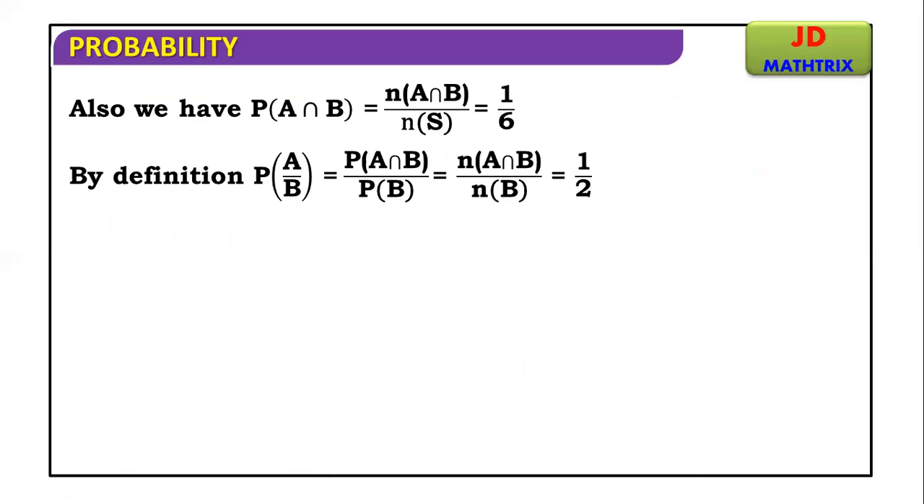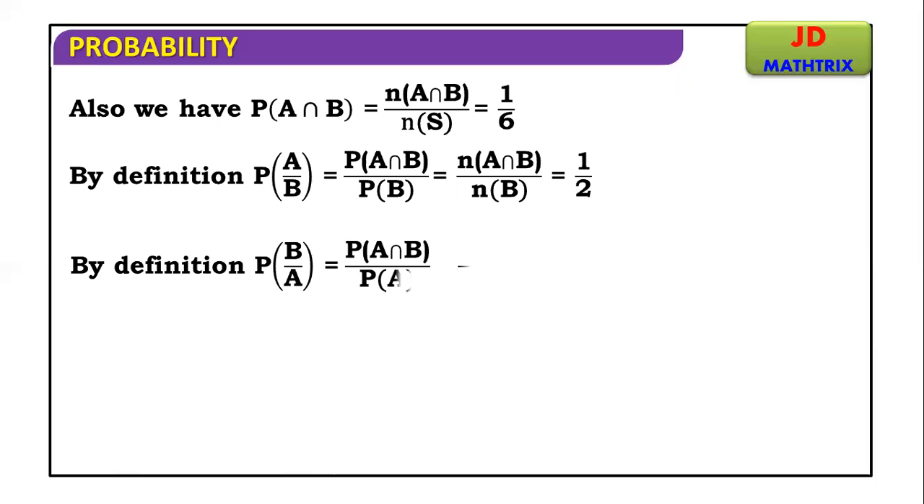By definition, P of A given B is equal to P of A intersection B by P of B, that is n of A intersection B by n of B. Substitute the values of n of A intersection B and n of B, that is 1 by 2, final answer. P of B given A is equal to P of A intersection B by P of A, that is n of A intersection B by n of A, that is 1 by 3.